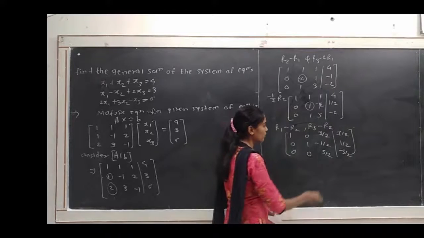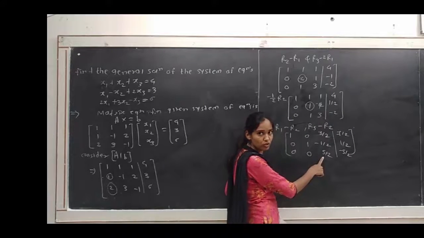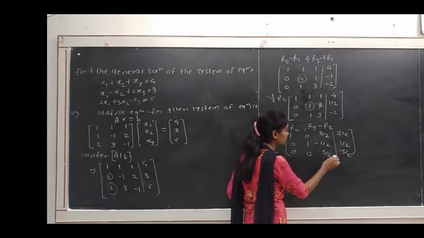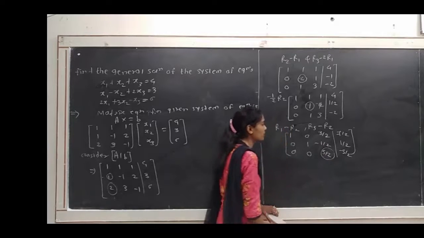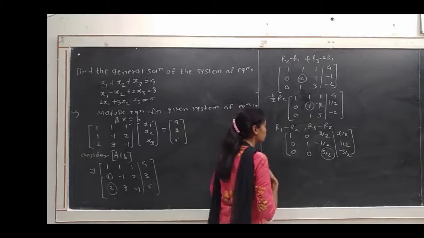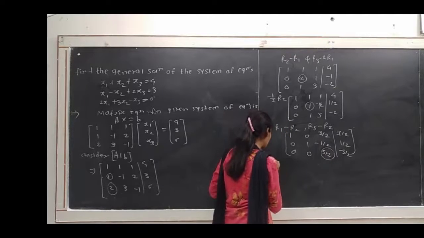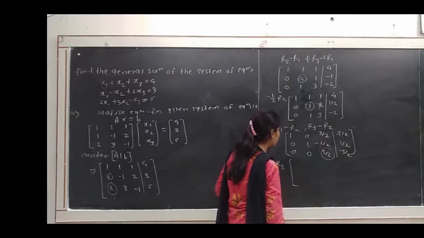So again, the third row will be the non-zero row, and the leading entry of the third row will be this. Again we have to make this a 1. So we use the row operation 2 by 5 R3. Then we get the matrix.